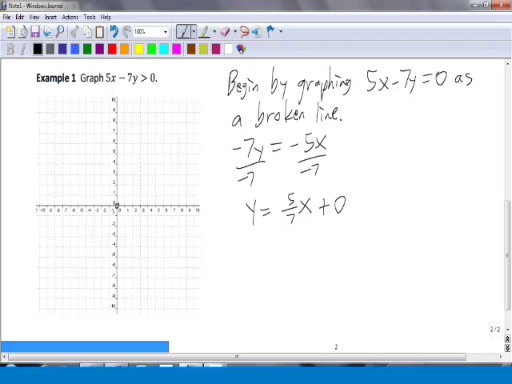And then for another point, we could use the slope. Seems like a reasonable idea. Since m equals 5/7, the 5 would have us go 5 units up and 7 to the right. So if we go 5 units up and 7 to the right, that certainly takes us from the origin to the point 7,5. Right there. And we could go from the origin 5 units down and 7 to the left, and that would take us to negative 7, negative 5. And then connect the dots with a broken line.